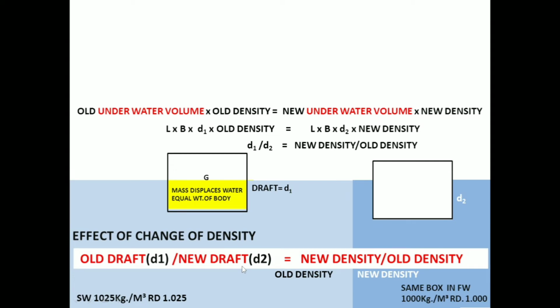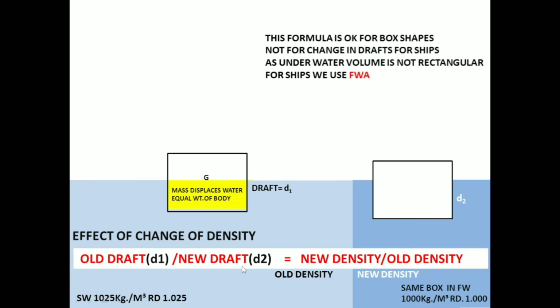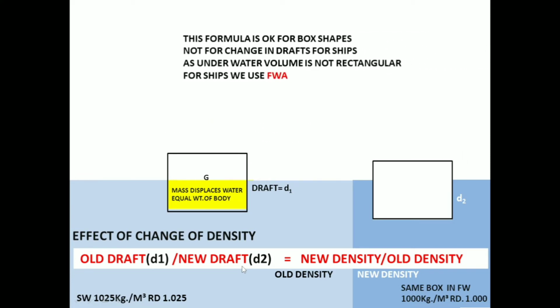So when the box-shaped vessel goes from one water to another, this formula holds good. You can find out the change in draft by this formula. This is applicable for a box-shaped vessel, not for a ship, because a ship is not a perfect geometrical shape, for which we'll be talking about freshwater allowance in some other topic later on.